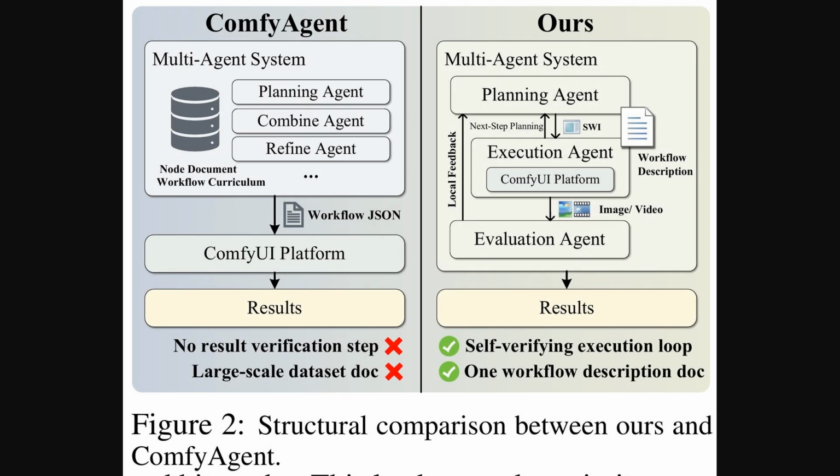So we've seen what ComfyMind can do, and this next figure really helps us understand how it does it by comparing its structure to a previous system called ComfyAgent. On the left, ComfyAgent has a more linear process. It plans a task, generates a static instruction file, and sends it to the platform. The key issue is it has no way to verify the result. But on the right, ComfyMind introduces a self-verifying loop. A planning agent works with an execution agent, which then gets checked by an evaluation agent. This creates local feedback, letting the system correct itself step by step.